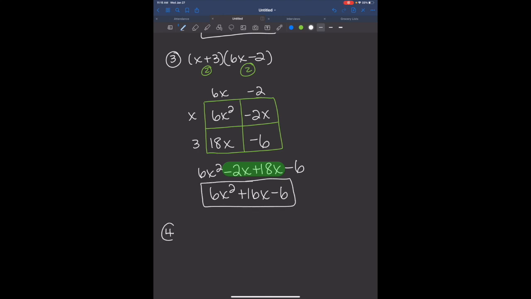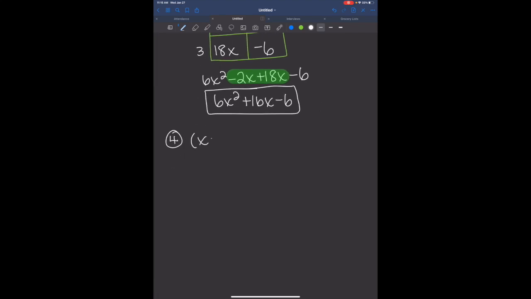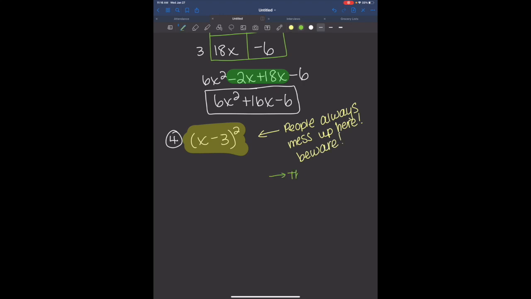For number 4, we have x minus 3 squared. This is where people always mess up, so be super careful. So think whenever we say that something is squared, we are going to be drawing a square. We cannot distribute that squared. So if you get x squared minus 9 or x squared plus 9, that answer is wrong, okay? So we're going to write it out as x minus 3 times x minus 3.